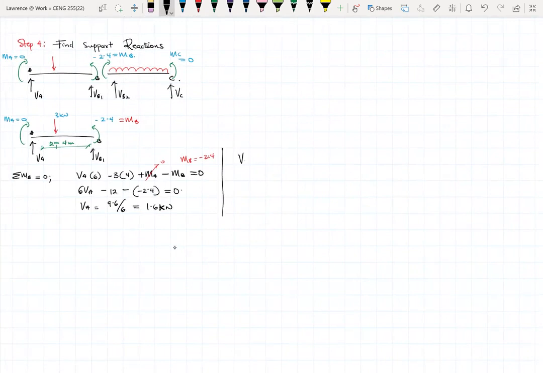So from here, we can easily find VB1, because VA plus VB1 equals 6 kilonewtons. Okay, so this is summation of vertical forces equals 0, not about any points. All right. So if VA is 1.6, then VB1 is equal to 6 minus 1.6. Is it 6 or 3? Oh, it's 3. How come I'm writing 3? Yep. All right, so it's 3, sorry. So that'll give us 1.4. All right. So VB1 is 1.4.